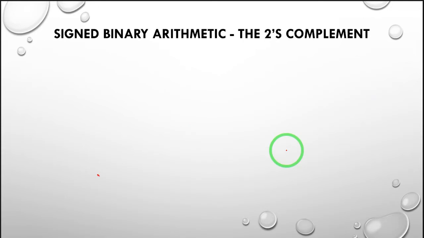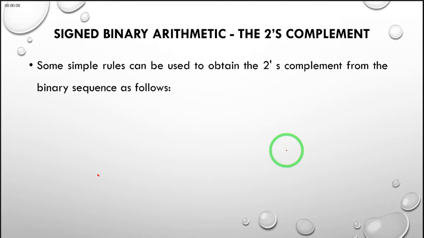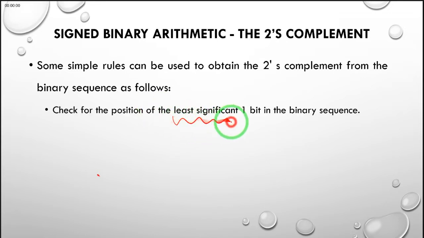We continue with the 2's complement and say that some simple rules can be used to obtain the 2's complement from the binary sequence, as follows. So there is a quicker method to obtain the 2's complement. We just need to check the position of the least significant 1 bit. If we are given a number, we check which is the least significant bit that is 1 in the given binary sequence, and then we complement all the bits to the left of that least significant 1 bit.